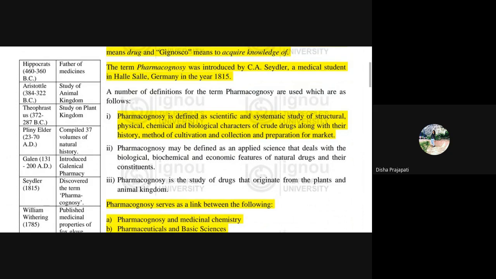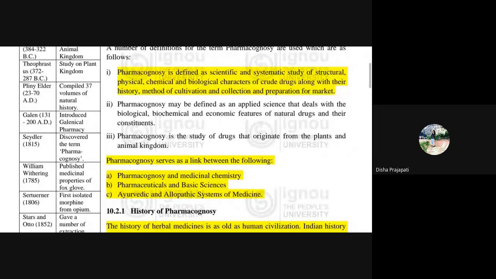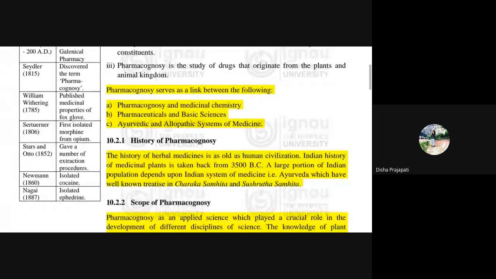Pharmacognosy serves as a link between the following: pharmacognosy and medicinal chemistry, pharmaceuticals and basic sciences, Ayurvedic and allopathic systems of medicine. History of pharmacognosy. The history of herbal medicines is as old as human civilization. Indian history of medicinal plants goes back to 3500 BC. A large portion of the Indian population depends upon the Indian system of medicine, that is Ayurveda, which has well-known treatises in Charak Samhita and Shushruta Samhita.